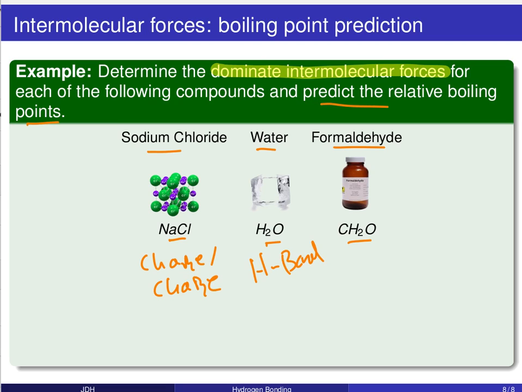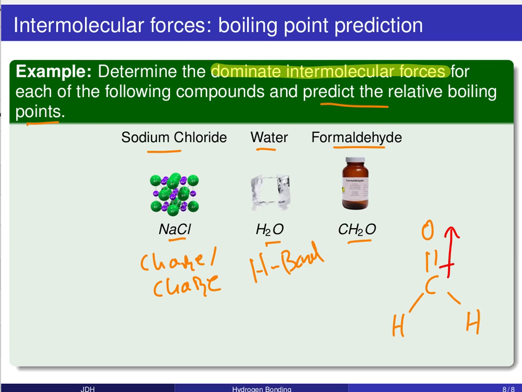And now with formaldehyde, if we look at the structure of formaldehyde, we want to ask ourselves, well, what intermolecular forces are present? Certainly, there's going to be a dipole moment. So there's certainly going to be dipole-dipole, but we want to ask ourselves, are there going to be stronger interactions? Well, of course, there's no net charge, so there's no charge-charge interactions. But we need to ask ourselves, is there a possibility of hydrogen bonding?